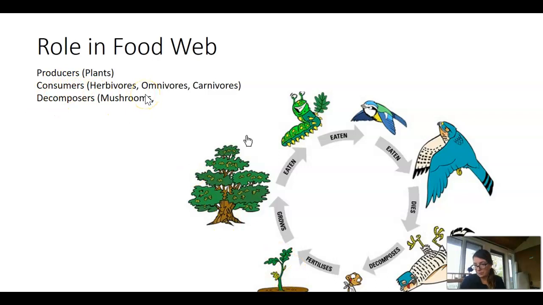Consumers come in a couple of different kinds. Herbivores eat only plants. Omnivores eat both plants and animals, and carnivores eat just meat. So here in our graphic, we can see we have an herbivore here represented by our caterpillar. The herbivore is just going to eat the plant matter. We have a bird here to represent our omnivore. That omnivore may eat this caterpillar, but it may also eat berries or seeds. We have a larger bird here that represents our carnivore, and that carnivore will prey on smaller animals.